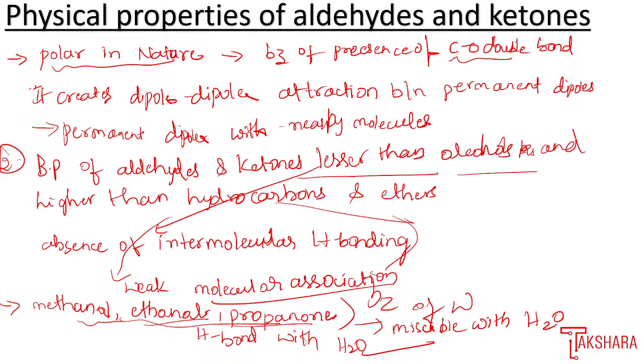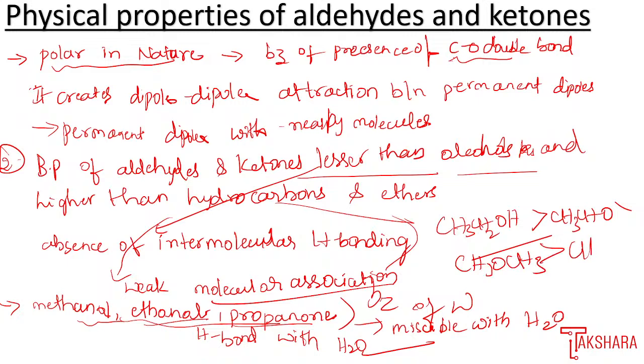Okay, so then next, as per the second point, if we arrange the aldehydes and ketones in increasing order of boiling points, we have CH3CH2OH will be greater than that of CH3CHO, which will be greater than that of CH3CH2CH3. So this is the order of the boiling points.